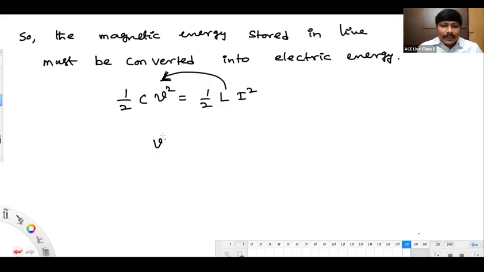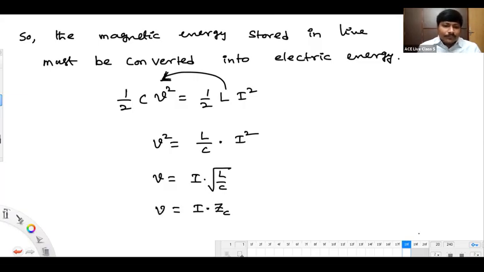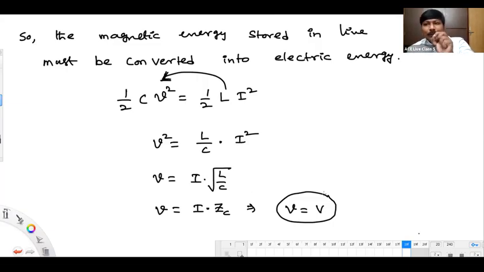And you can write now V square is equal to, 1 by 2 was cancelled out, L by C into current square. V square is equal to L by C into current square. And what is that new voltage developed here? I into root of L by C, na? And that root of L by C is nothing but ZC. Okay, V is equal to I into ZC. What do you mean by that I into ZC? That is nothing but capital V. So this voltage is capital V. So this is the new voltage development, new voltage developed on the transmission line.